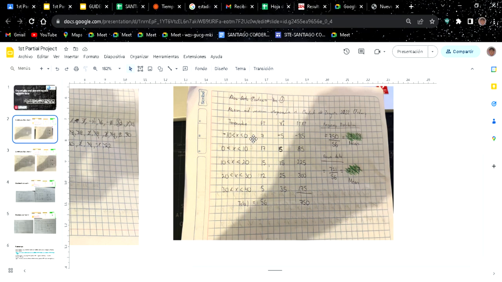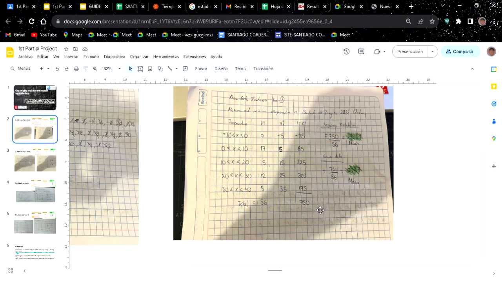Temperature less 10 to 0, we have 7, and the total of all data is 58. And I calculate the midpoint, that is the midpoint of these quantities. We have less 5, 5, 15, 25, and 35. Then I calculate this. We have to multiply 7 by less 5, and we have less 35, 85, 225, 300, and 175.